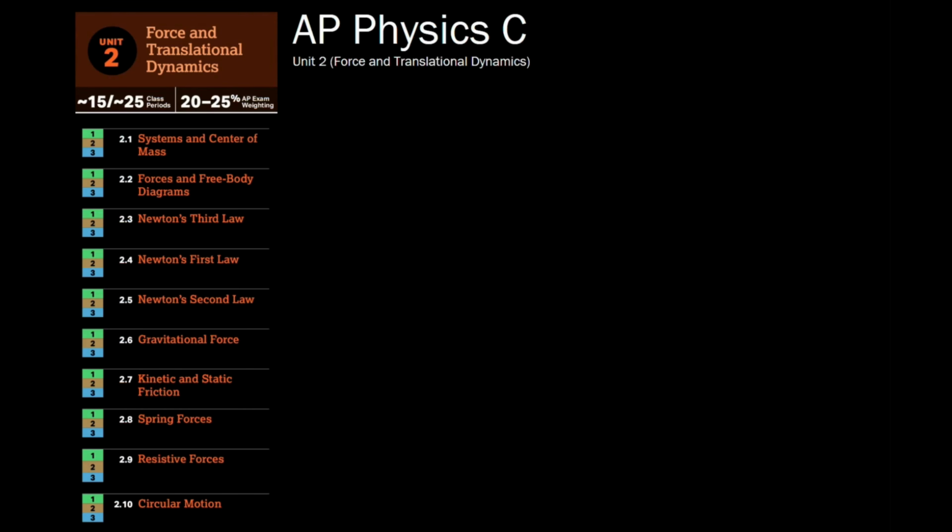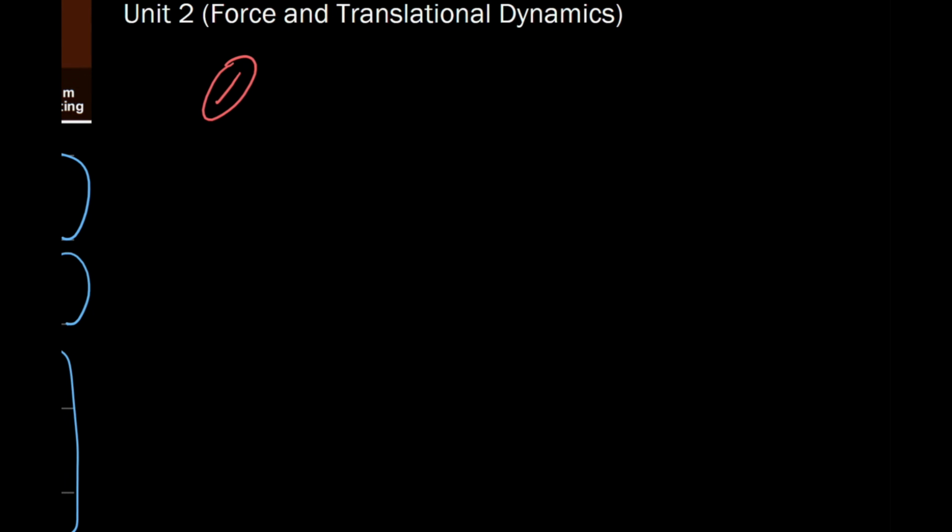Unit 2 of AP Physics C, Force and Translational Dynamics. We're going to discuss center of mass, forces and free body diagrams, Newton's 3 laws, and various types of forces. So the first thing that we're going to understand is center of mass. And there are 3 scenarios that we need to understand for this unit.